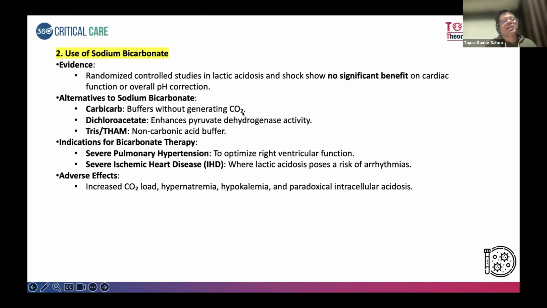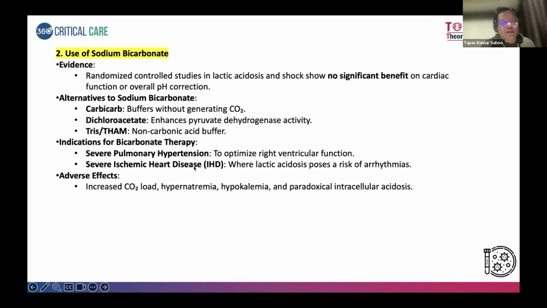Carbicarb is the buffer without generating carbon dioxide. The side effect or disadvantage of using more sodium bicarbonate is that it would be generating more carbon dioxide. That we don't want. So carbicarb is one buffer without generating carbon dioxide. Dichloroacetate will be enhancing the pyruvate dehydrogenase activity, which is one of the problem areas for going into the anaerobic pathway, and that would lead to release of more lactate. Now tris or THAM is a non-carbonic acid buffer.